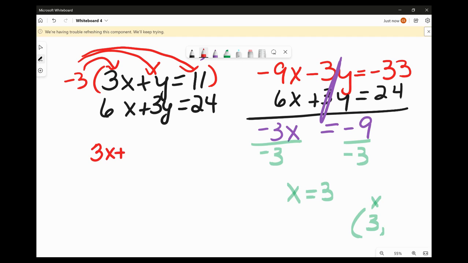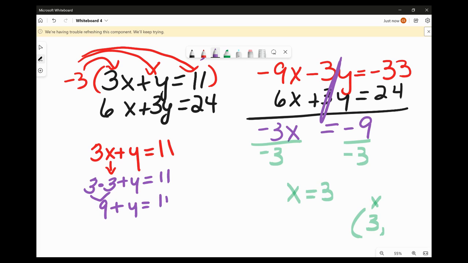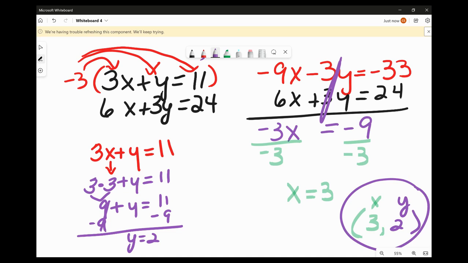So I'm going to plug in. So we have 3x plus y equals 11. And I'm going to plug in a 3 here. Let me put it in a different color. So x is 3. So I have 3 times 3 plus y equals 11. And 3 times 3 is 9. So I have 9 plus y equals 11. Subtract 9 to get the y alone. And you're going to get y equals 2. My y value is 2. So the solution to that system would be positive 3, positive 2.